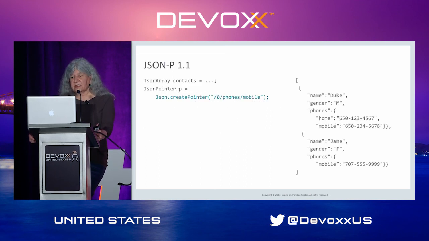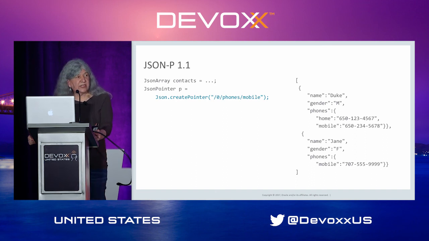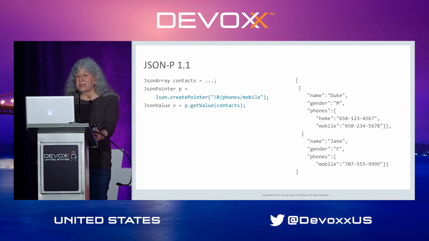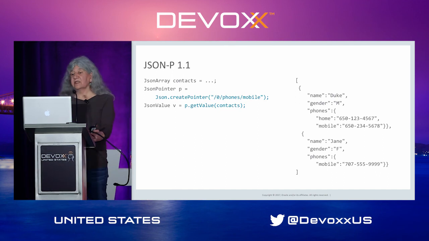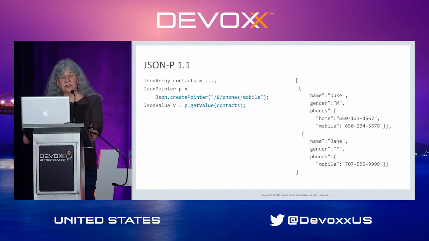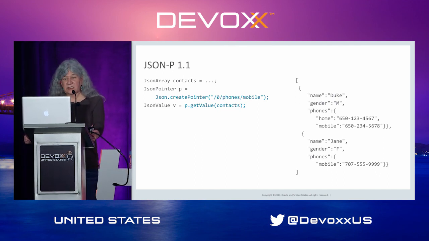So if we look at an example here, we have a JSON array of contact information. We can create a pointer from the JSON factory class. Now, this pointer is not yet associated with this document. We associate it with the document by passing the document as an argument to the getValue method in this case. And then we can extract the value, which here, since it's indexed as an array, is the mobile phone of Duke.